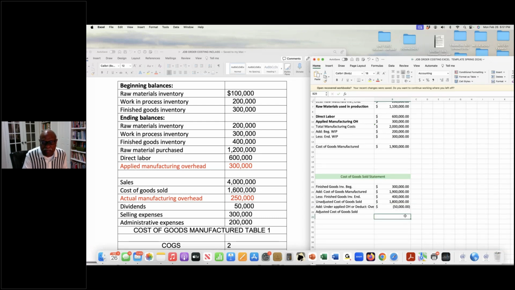We're going to subtract the 50,000. So our adjusted cost of goods sold is going to be 1,000,000. Now, if we had under applied, then we would have added the number. That is, if these numbers were reversed, we applied 250, but the actual was 300, then we would add. So those are the new statements that we prepare in the manufacturing account.